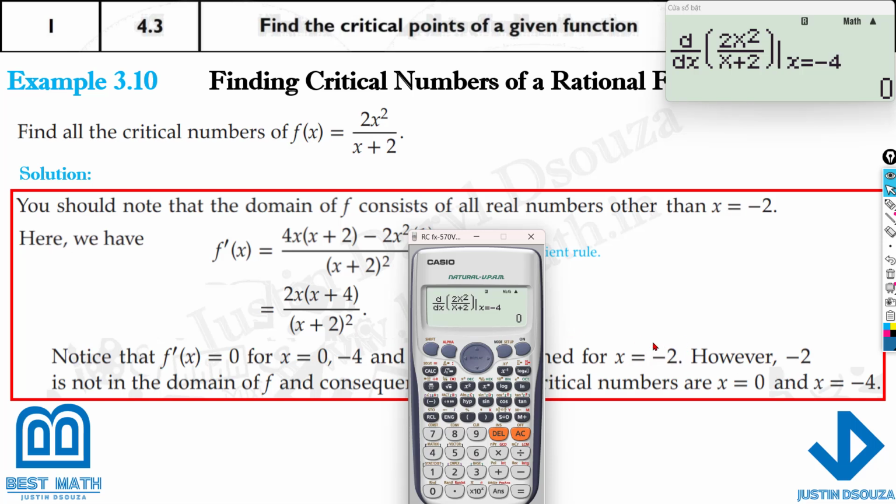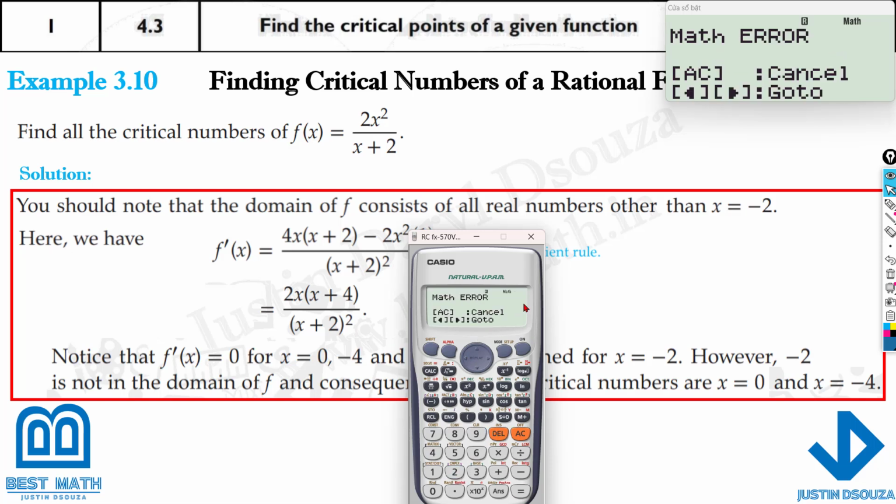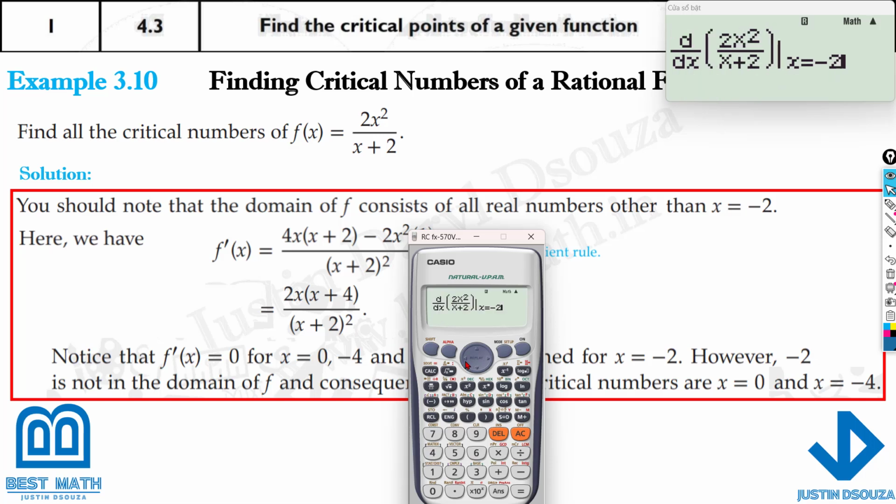What about minus 2? Because here the final answer, the critical numbers, are only 0 and minus 4. But what if the option is given as minus 2? What will it tell us? Here it will say math error. Why? Because it's undefined over there. It cannot be possible to have minus 2 as a critical number. So any other value, say for example minus 3, you'll get some value. So it's not a critical number.